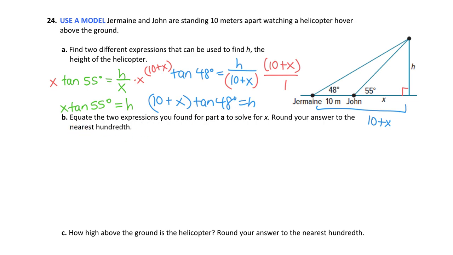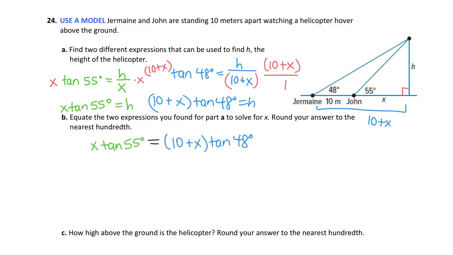Well, it's the equations, like using the transitive property or substitution, that we can just set those two equal to each other. So we have x times the tangent of 55 degrees is equal to 10 plus x times the tangent of 48 degrees. And again, just like number 10, this is just algebra. The only thing that makes this problem a little tough is some algebra, but you've taken algebra. You can do it, okay?